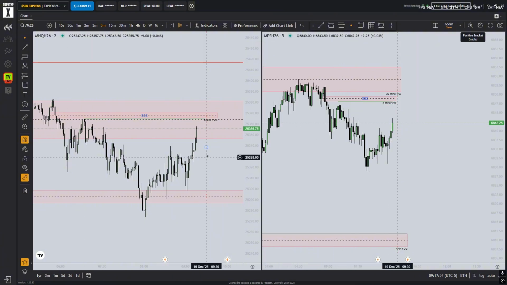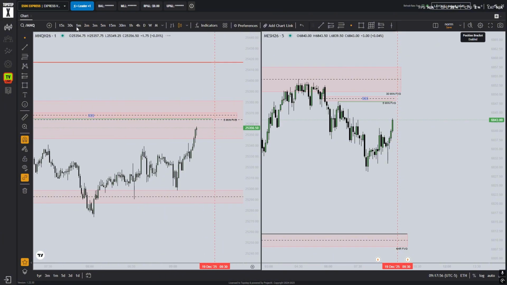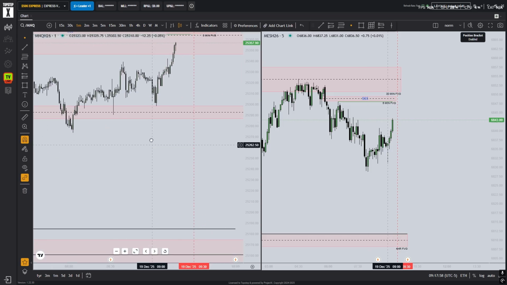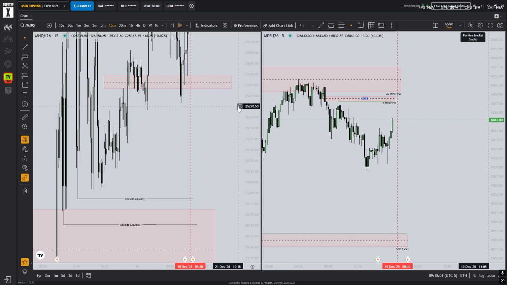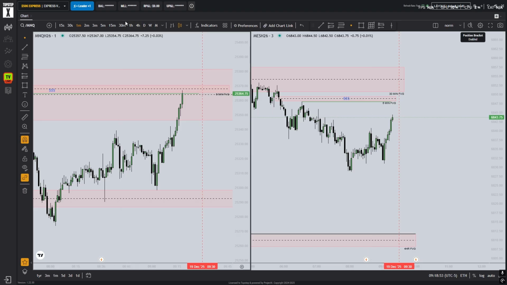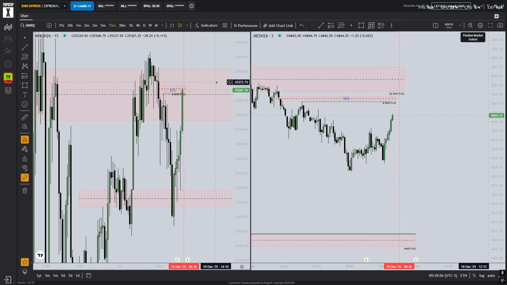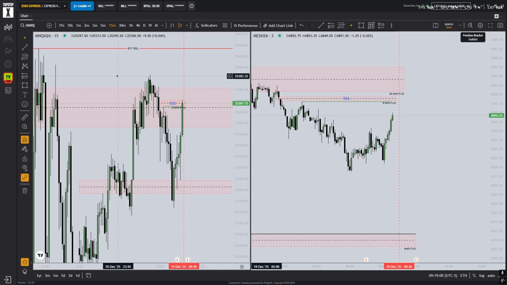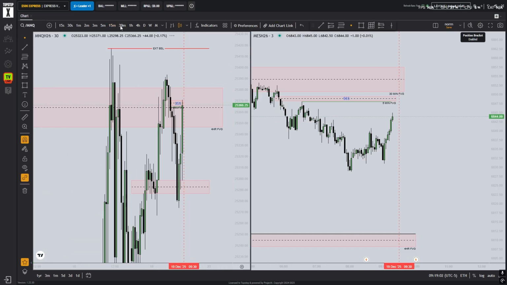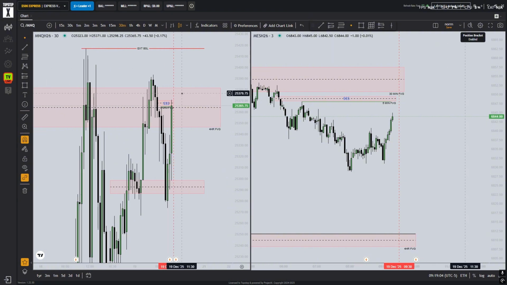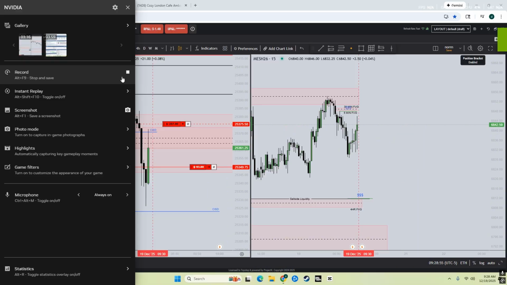I'm going to be extremely patient. Just wait for my model to be present. Wait for what I want to see happen. So that's pretty much it. I got everything that I want to see marked out. And yeah, if I do take a trade, I will be back. I will show you guys, and you guys will be able to see what I actually do.